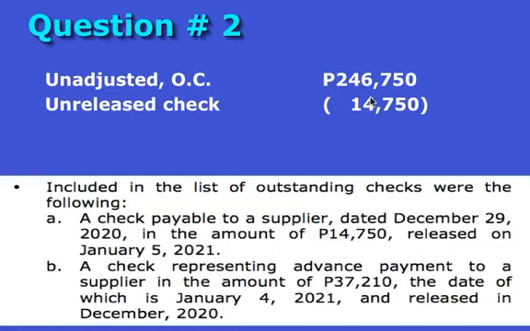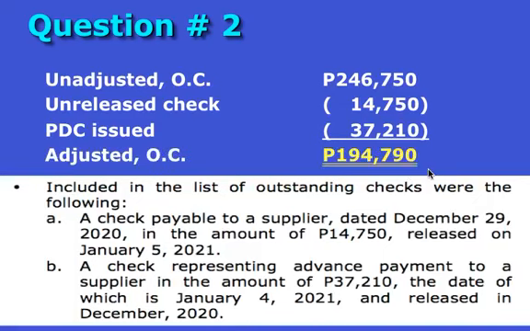Also, letter B, check representing advance payment to a supplier. 37,010. Post-dated. So, dahil post-dated, hindi pa yan considered as paid. Okay? So, not outstanding. Minus also. Book errors. Erroneously included in outstanding checks. So, nai-record na itong mga ito sa books as payments. Okay? Hindi pa na-release. Yung isa naman, PDC, kahit na-release na, wala pang payment. Okay, as adjusted. Okay, number 2, delta.